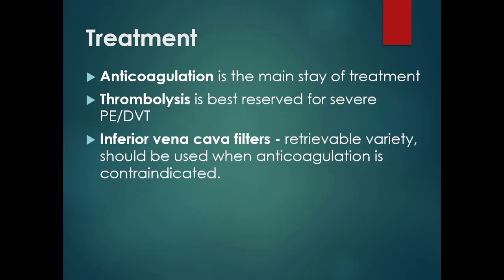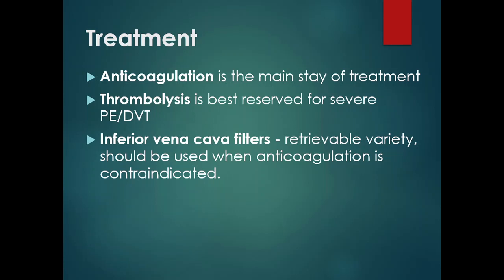Now, once you establish a diagnosis of DVT and or pulmonary embolism, the treatment is usually anticoagulation. Anticoagulation is meant to stop the propagation of the event that already happened, and stop the recurrence of the events, because the recurrence could be fatal or has higher morbidity.